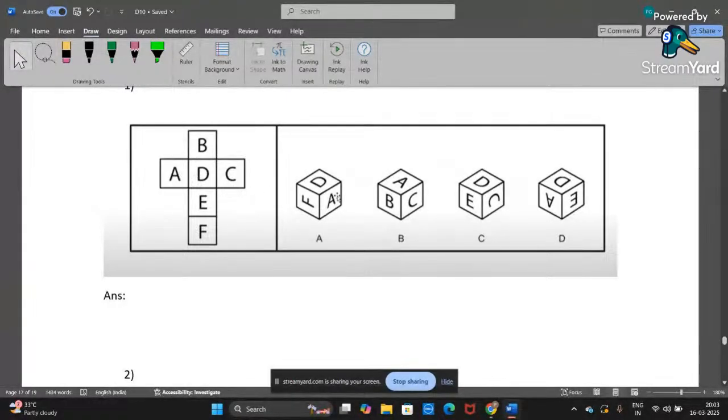But let us do the elimination method. See, A and C should be opposite, but here it is in continuous. So this is not the right one. This one, can you analyze? For D, F should be the opposite, but here it is next to D. So this is not the correct option.